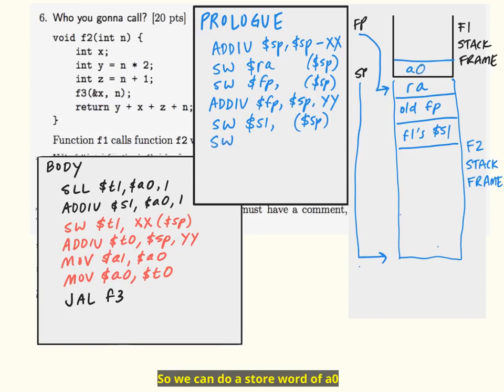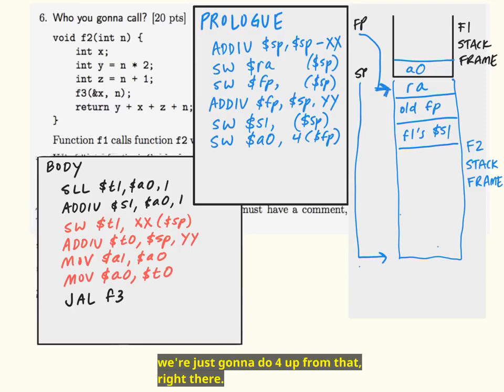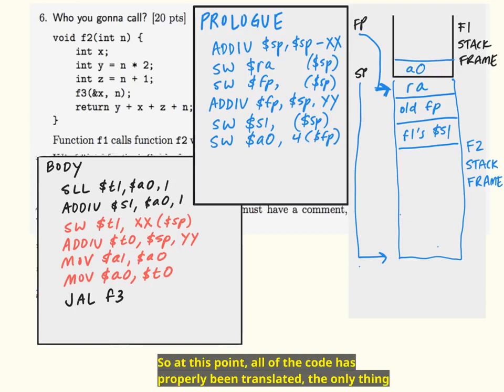So we can do a store word of A0, and we actually know what the offset needs to be here. It's going to be 4 from the current frame pointer. So again, the current frame pointer is pointing right here, and we're just going to do 4 up from that right there. So at this point, all of the code has properly been translated.